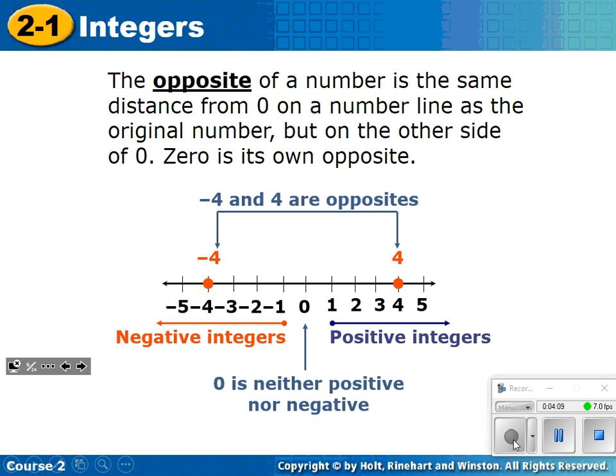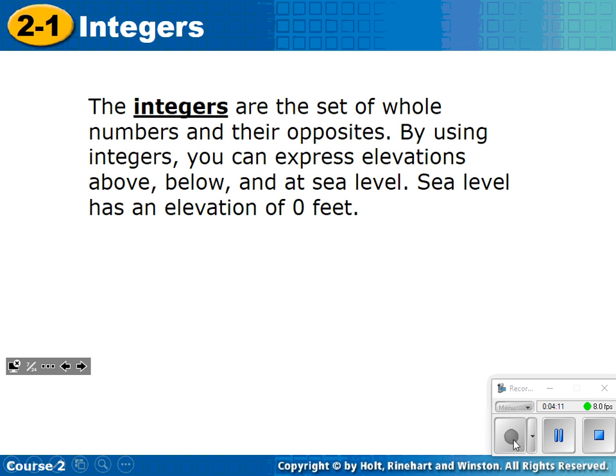Zero is neither positive nor negative. Integers are the set of whole numbers, not parts of numbers, not decimals. They are whole numbers like 1, 2, 3, 4, 5, and -1, -2, -3, -4, -5. They are not parts of numbers. They are whole numbers.